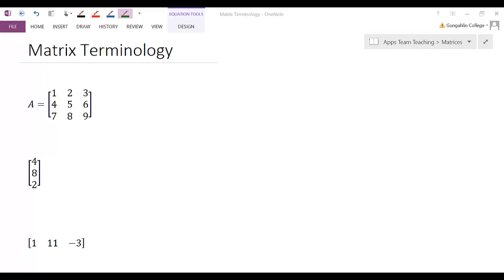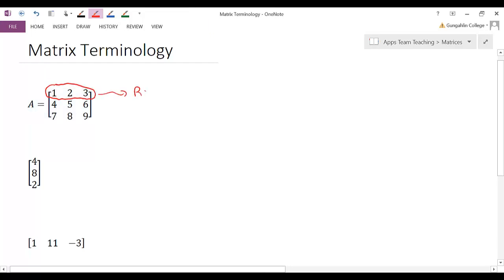It's worth talking a little bit about terminology related to matrices. We've already mentioned the words row and column. As a reminder, a row is something that runs horizontally, and a column is something that runs vertically. But there's a few other things we should talk about.